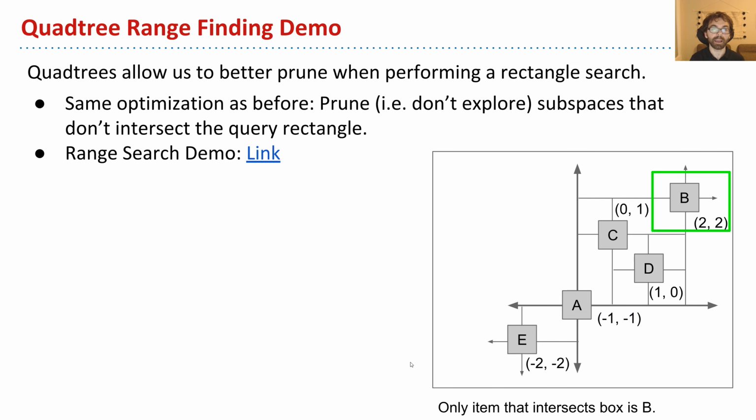So how do we actually use a quad tree in order to efficiently find, say, the items that interact with a rectangle? Well, I think this video is getting a little long, so I'll stop it here. And in the next video, I'll explain how this rectangle search will work.